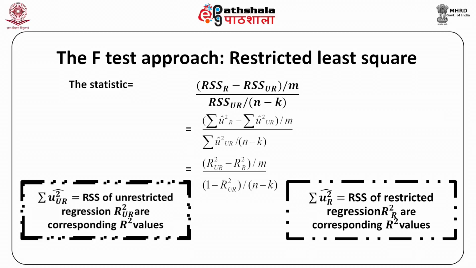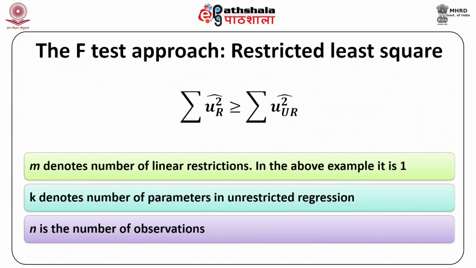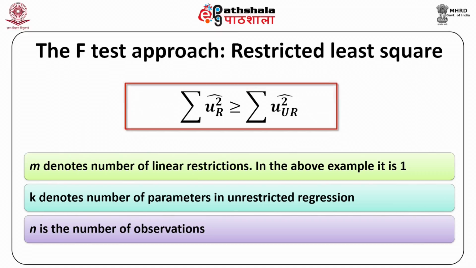Here sigma u hat squared UR is equal to the RSS of the unrestricted regression, and R squared UR are the corresponding R squared values. Sigma u hat squared R is equal to the RSS of the restricted regression, and R squared R are the corresponding R squared values.